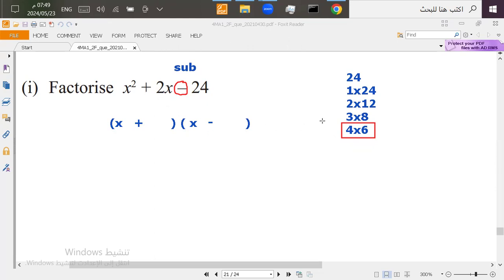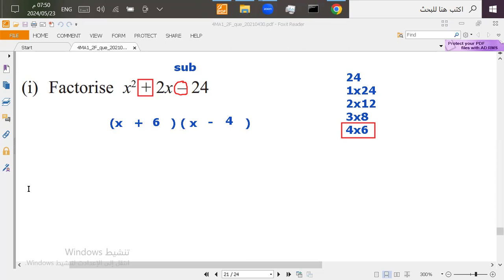And it means that the biggest number must take the sign of this 2. So the biggest number should be here. So we're going to put the 6 here, like this, and the 4 here. It means 6 minus 4 equals 2. And when you multiply positive 6 by negative 4, it is going to be negative 24. And this is how you factorize quadratic expressions. So the answer is 6 and positive 4.